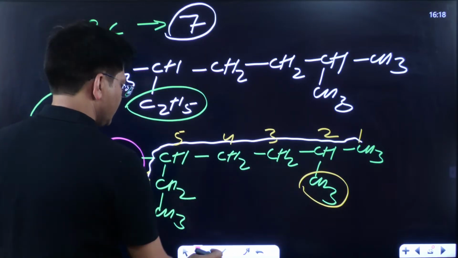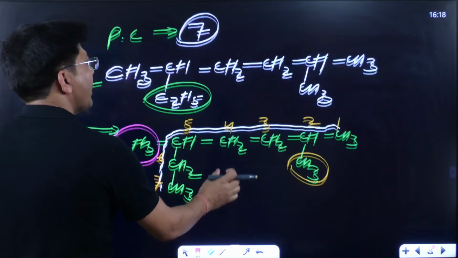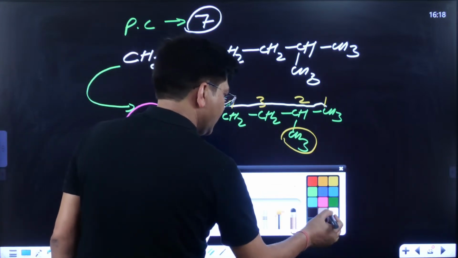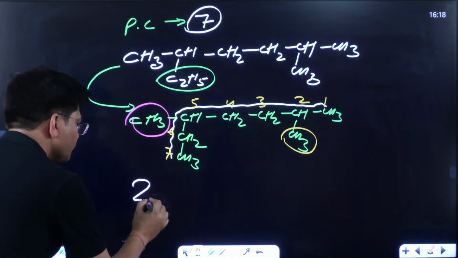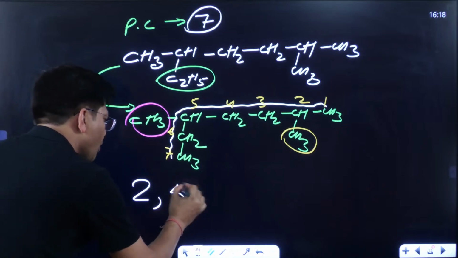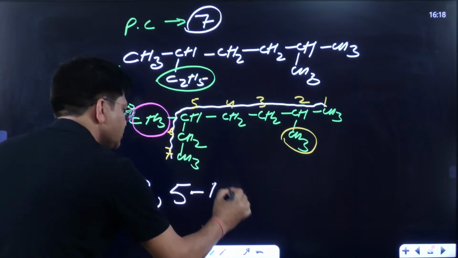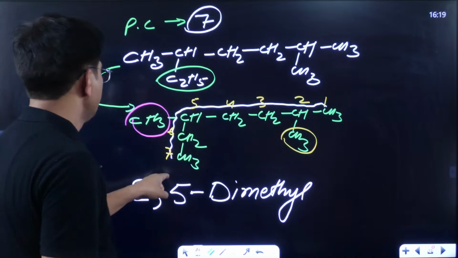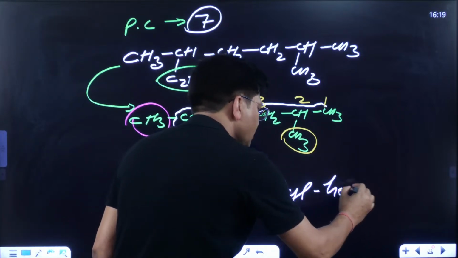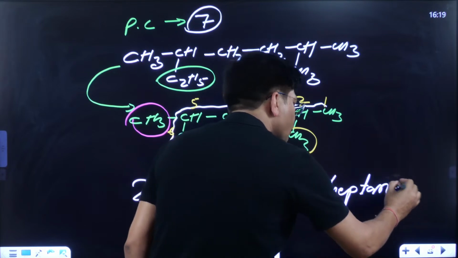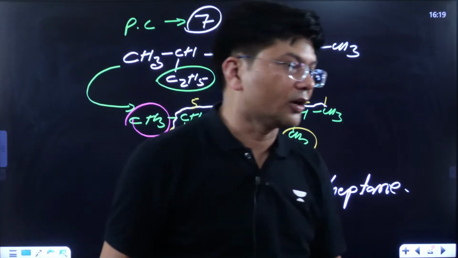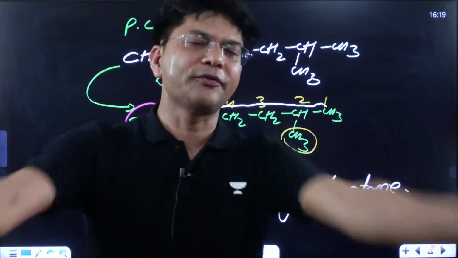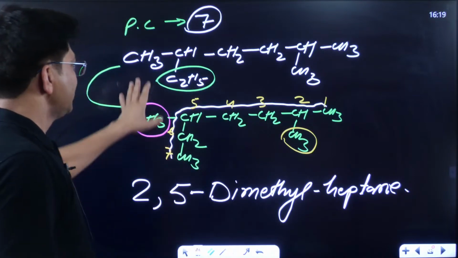So how to write the IUPAC name, kids? I'm going to write the IUPAC name like this: 2,5. So how many times? 2 times. Dash, dimethyl, and it is heptane. So let me check how many people have given the correct answer. Dr. Devashish, 2,5-dimethyl heptane. Sneha, oh my God, a number of students have given the correct answer. So your answer is correct.